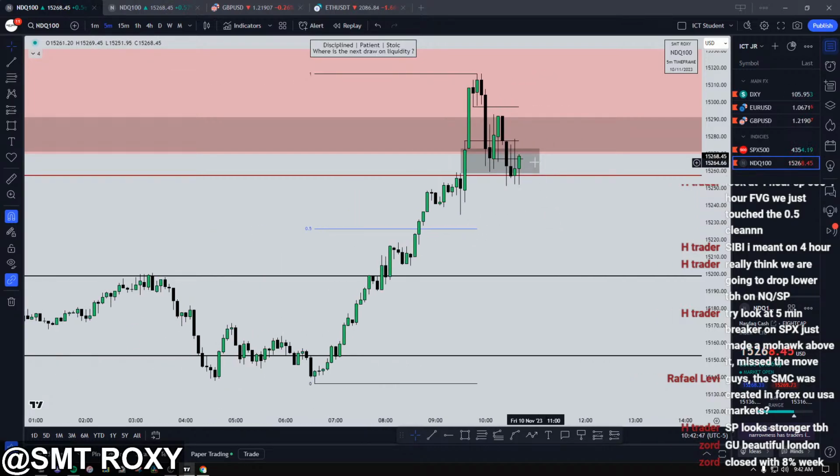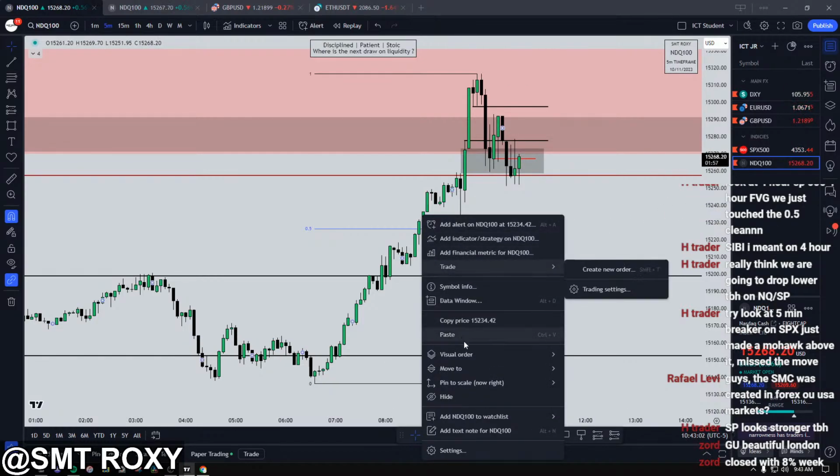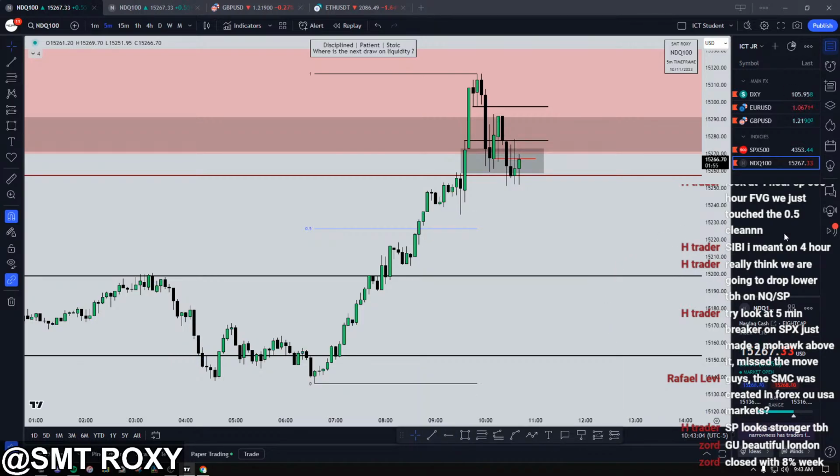So it's currently chilling. What is the inverse when you make this bigger? Just like that. This one's one. Put order block there. Move the candles to visual order. Move it to the front. Okay, yeah.